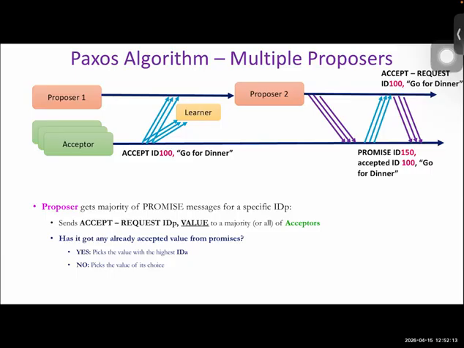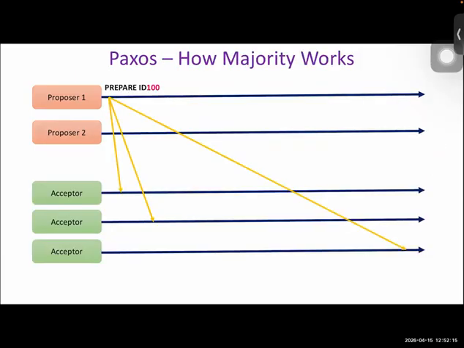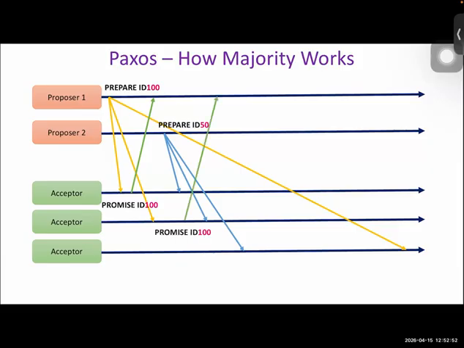So how does majority work in PAXOS? Suppose there are two proposers. Proposer 1 has prepare ID 100 and says let's go for a movie, and that is broadcasted. The acceptors go with this. Proposer 2 has prepare ID 50 and says let's go for dinner, and that is also broadcasted. It is up to the acceptor to decide which proposal to promise to.